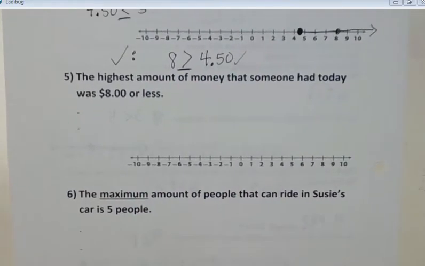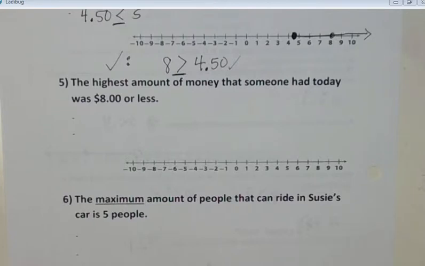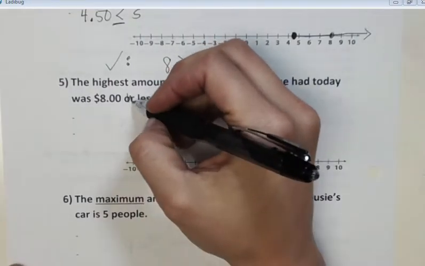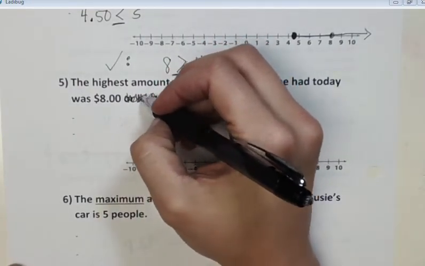Alright, I'm going to do you a favor. This will actually be the last one we're doing due to time. Okay, so the highest amount of money that someone had today was $8, and let's cross off or less. Y'all know Miss Sorrells always makes a mistake.